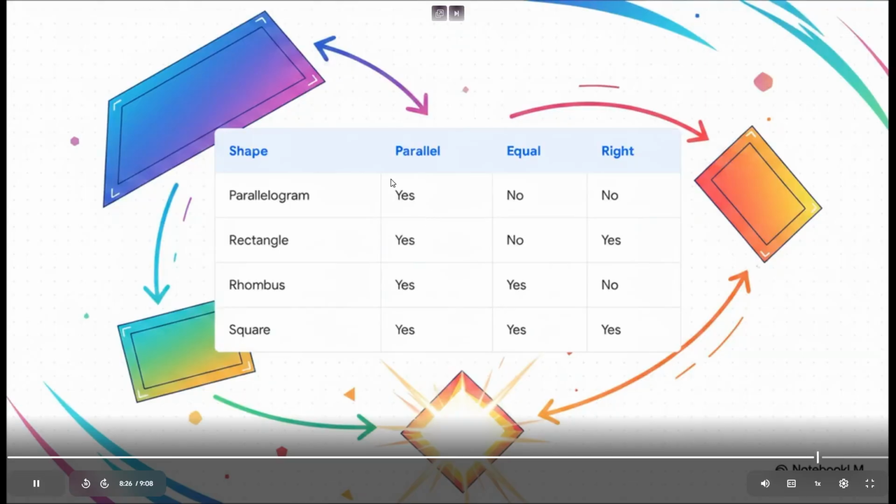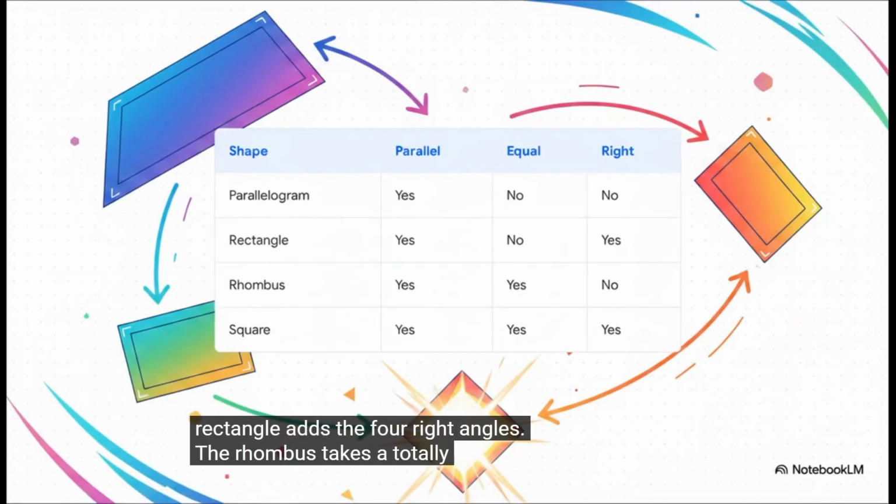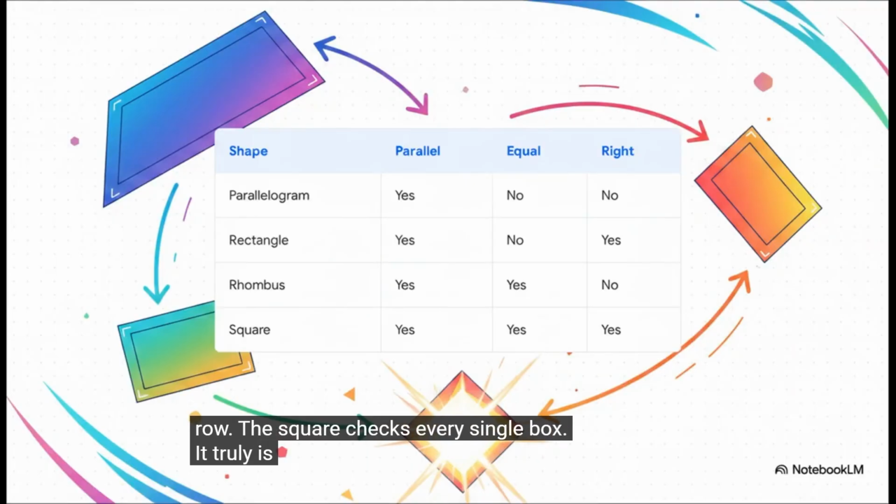Then the path is split. The rectangle adds the 4 right angles. The rhombus takes a totally different path, adding 4 congruent sides instead. But look at the very bottom row. The square checks every single box. It truly is the ultimate combination of every shape that came before it.